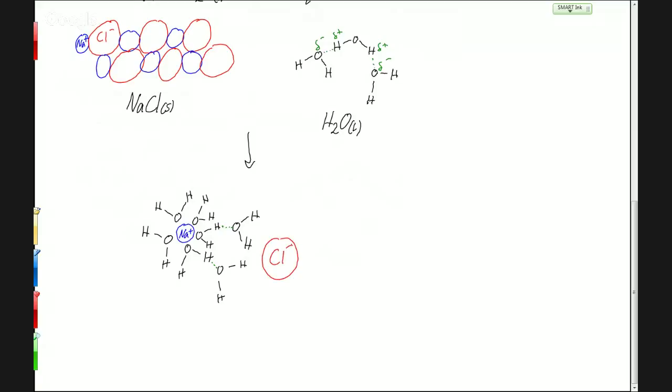And since the chloride ion is negatively charged, it will be surrounded by the other side of the water molecules. So the hydrogens will be more oriented toward the chlorine. Something like that. So that partial positive from the hydrogens is around the chlorides. The partial negative from the oxygens is surrounding the sodium ions. And those are then held in solution through those interactions.